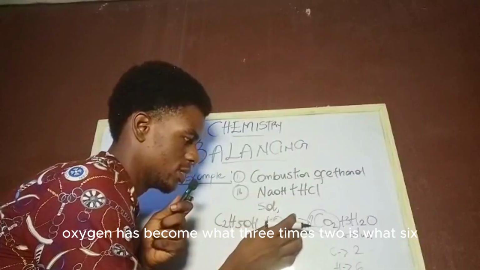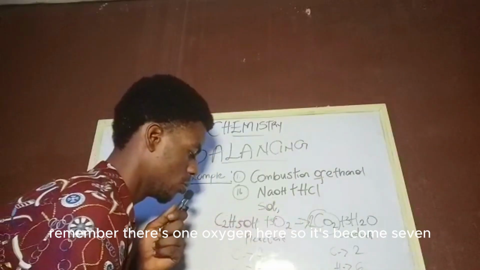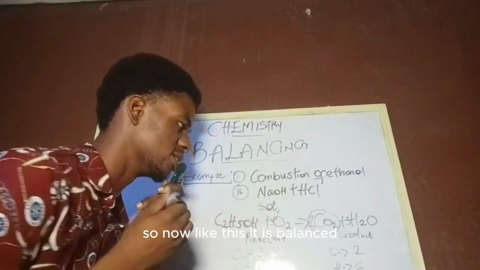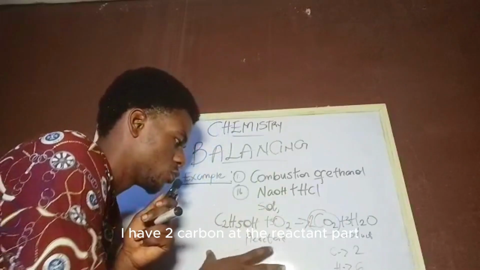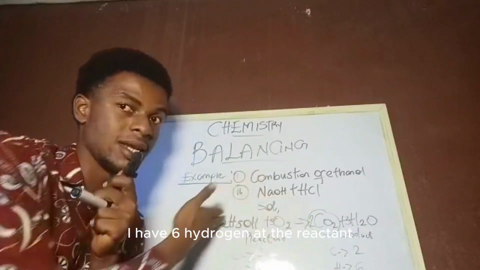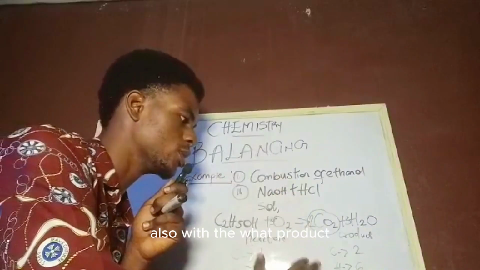oxygen has become what? 3 times 2 is what? 6. Remember, there's one oxygen here. So it becomes 7. So now like this, it is balanced. I have 2 carbon at the reactant part. I have 6 hydrogen at the reactant. I have 7 oxygen at the reactant. Also with the what? Product.